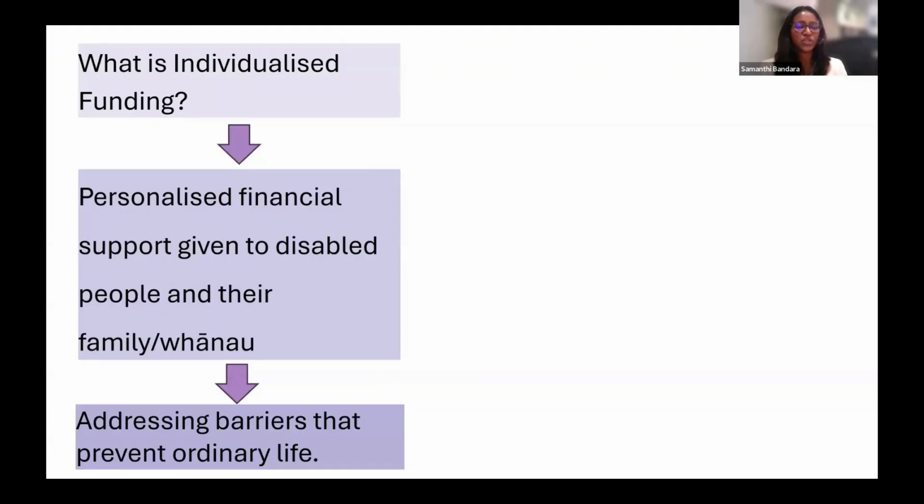This is called individualized funding. That is one of the flexible funding mechanisms available in New Zealand. It is about personalized financial support given to disabled people and their family. The objective of allocating this fund is addressing the barriers that prevent disabled people from their ordinary life.